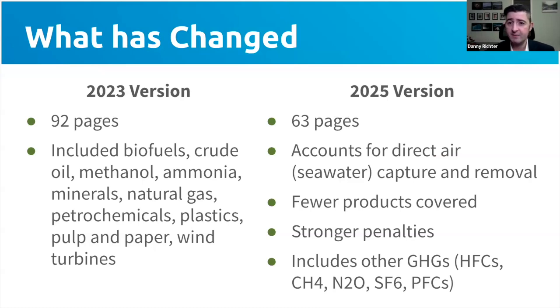The 2025 version accounts for direct air capture and removal. It also specifically mentions seawater. So again, that's evidence that they've really talked to some people who've thought deeply about carbon dioxide removal, which is interesting. This includes stronger penalties for non-compliance, and it includes other greenhouse gases, as I mentioned before. So those hydrofluorocarbons, the methane, nitrous oxide, sulfur hexafluoride, and the perfluorocarbons.